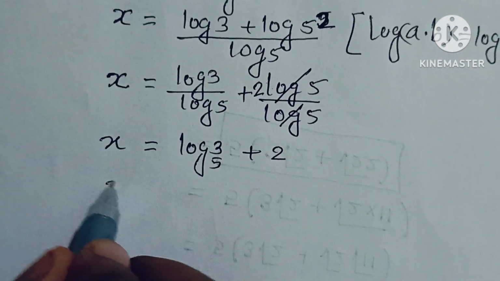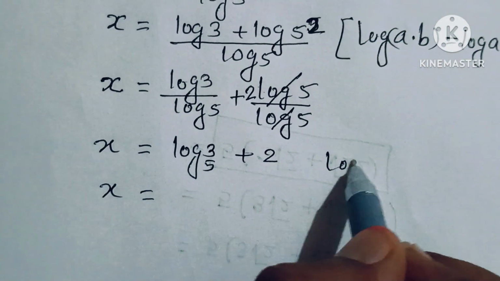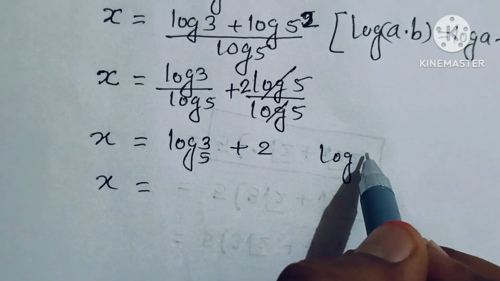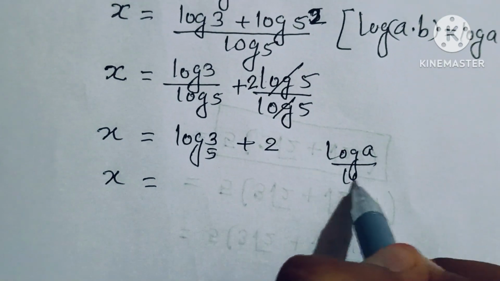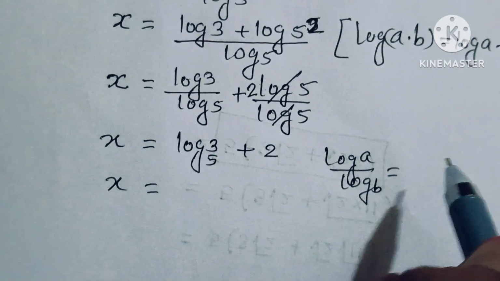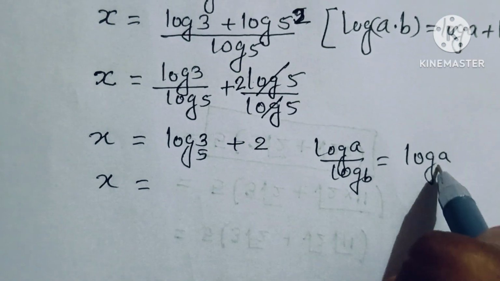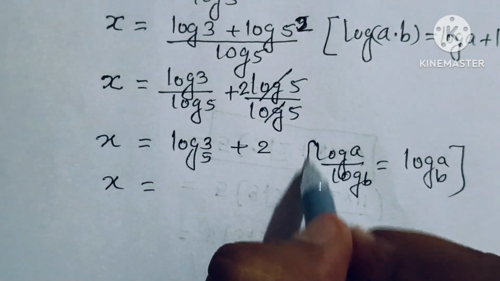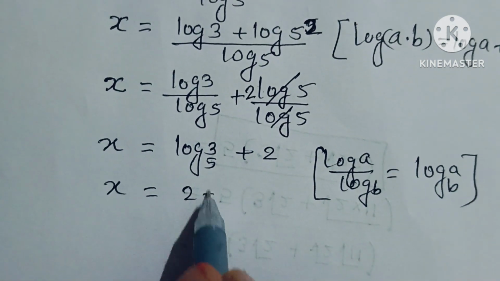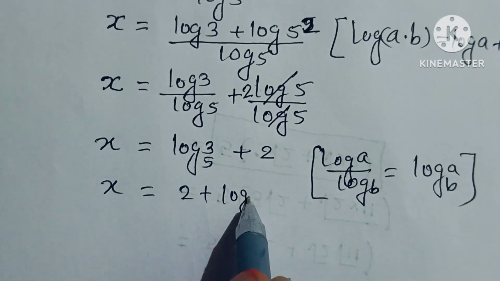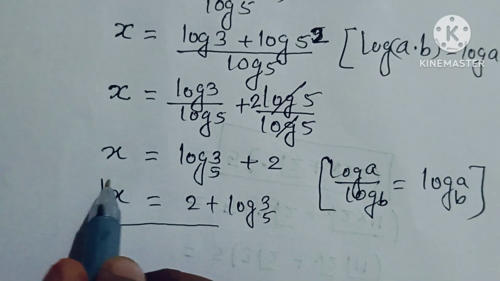Then we can write log of a upon log of b equal to log of a to the base b. So this formula we have applied here. Now we can write here 2 plus log of 3 to the base 5. This is the value of x.